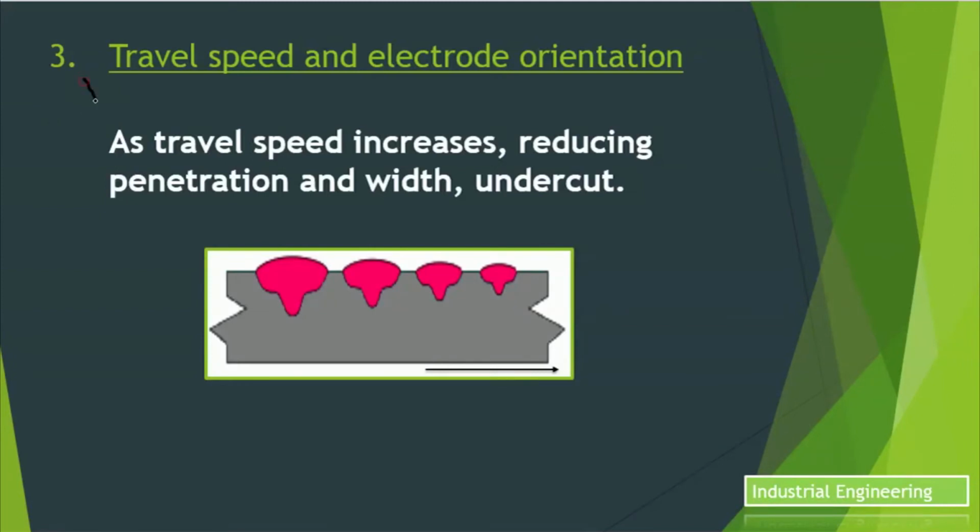So the third point is travel speed. When the welder increases the travel speed of the wire, current is also increased so that the electrode melts at a faster rate. With an increase in travel speed, the penetration into the parent material is also reduced. In this image the penetration is reduced and the width of the molten metal bead is also reducing. The most common defect that we can observe when we increase the travel speed is undercut.